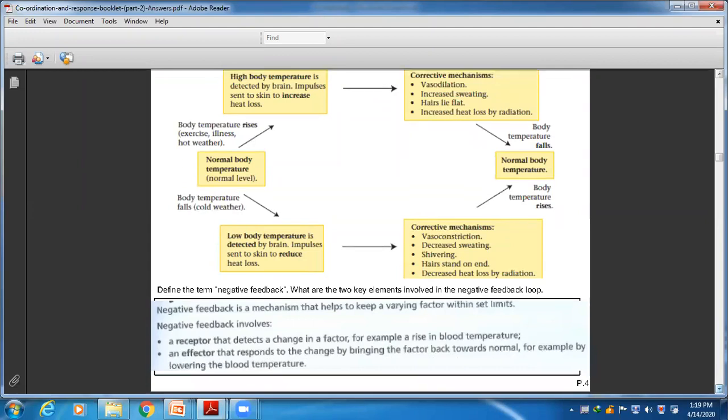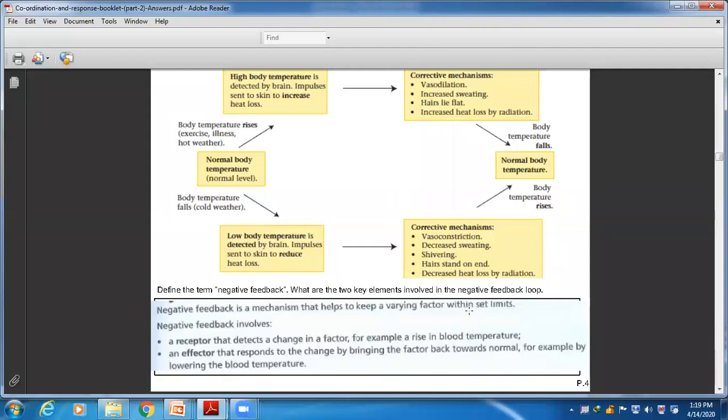Another question we have, which is also mostly repeated: define the term negative feedback and state the two key elements involved in the negative feedback loop. First of all, we should know what negative feedback is. Negative feedback is the mechanism that helps to keep a varying factor within a specific limit. Glucose, for example, is a varying factor, meaning it is fluctuating, changing. If it is increasing or decreasing, through negative feedback it will come back to normal.